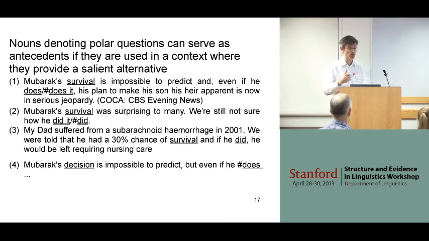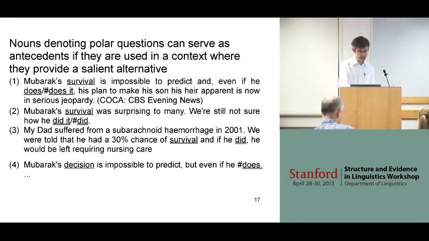Mubarak's survival was surprising to many. There's no question in there. There's no alternative. We're still not sure how he did. Bad. Okay, we're still not sure how he did it. Okay? And I can actually find, now that I know the pattern, more attested examples on the internet, like the one in 3.